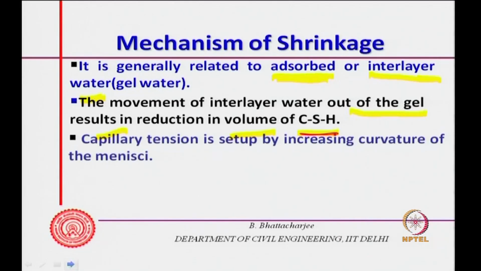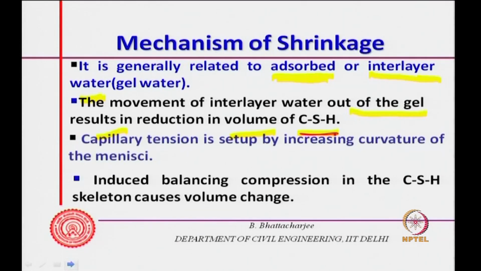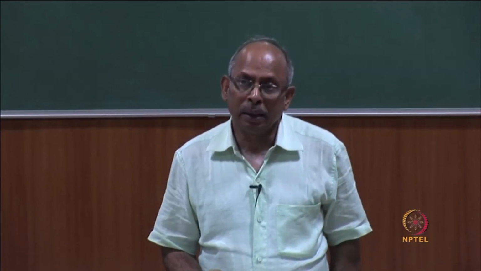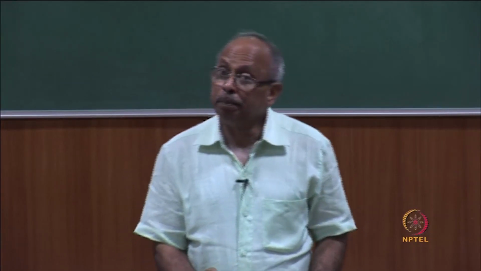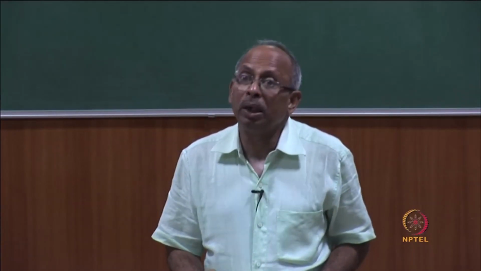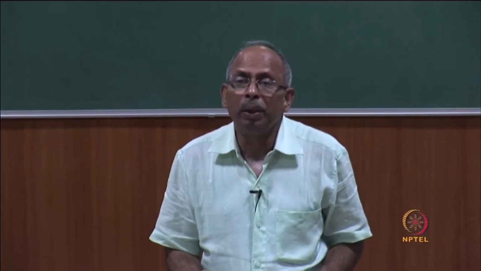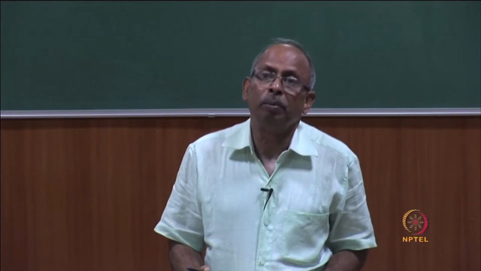The tension increases, and this is balanced by a compression in the system, in the CSH skeleton, and this induced balancing compression actually causes volume change. So, this is one of the theories: capillary menisci curvature increases when water is moving out. This is well understood, there is no problem about that.